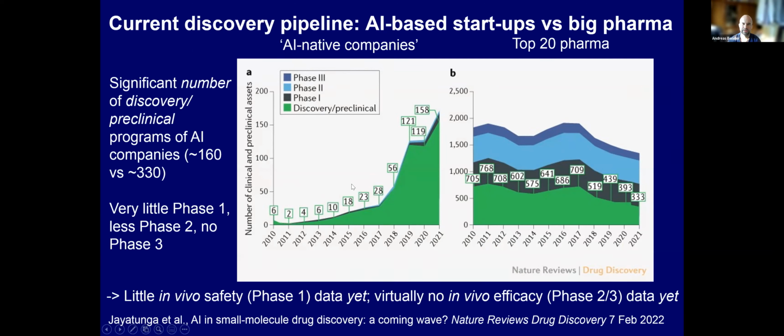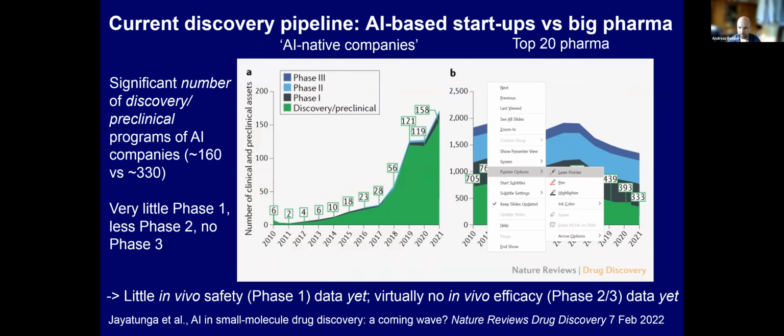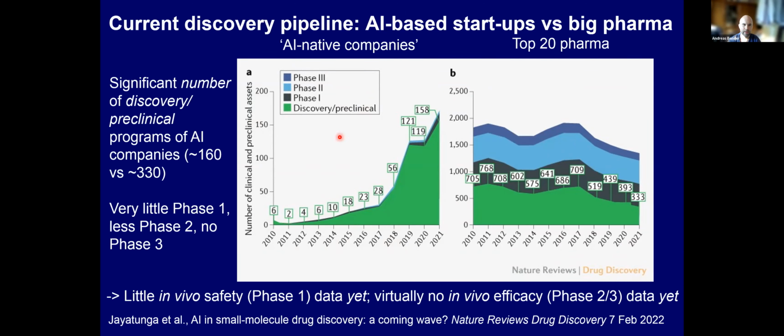They're actually summarized in this plot. And on the right-hand side, part B, that's the big pharma companies. Yeah, so on the left-hand side, that's the AI native companies, and that's the top 20 pharma companies. And in green, that's discovery programs. And then the further you go up in the graph, that's phase 1, phase 2, phase 3 programs. And what you see on the left-hand side is lots of green. So basically, in AI native companies, virtually all, 95% or so, of projects are in discovery or preclinical, right? So there's hardly anything that moved into phase 1 to the clinic.